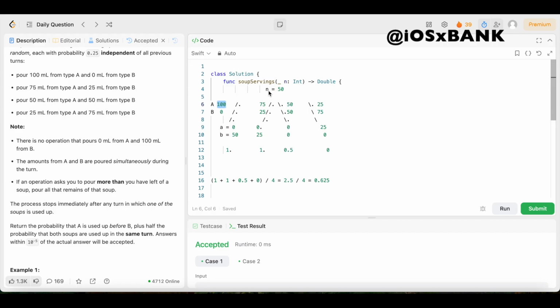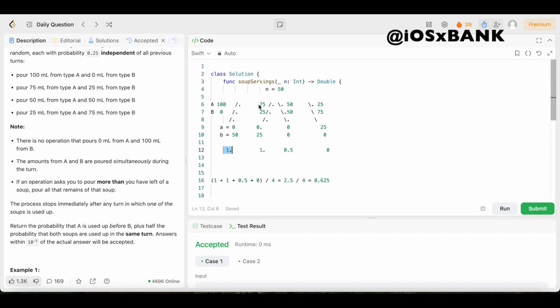So we pour out this whole 50 milliliters on this first turn, because if there's only 50, we poured out 100. So it would be 0 for A. A would be empty. B would still be at 50 because we're pouring out 0 milliliters from B. And since A is at 0 and B is still at 50, that means A ran out first. So the probability would be 1, or 100%, that A would run out first.